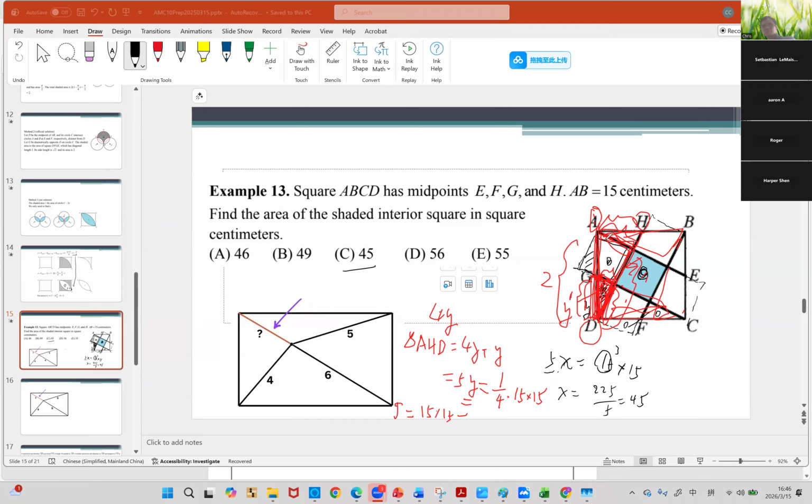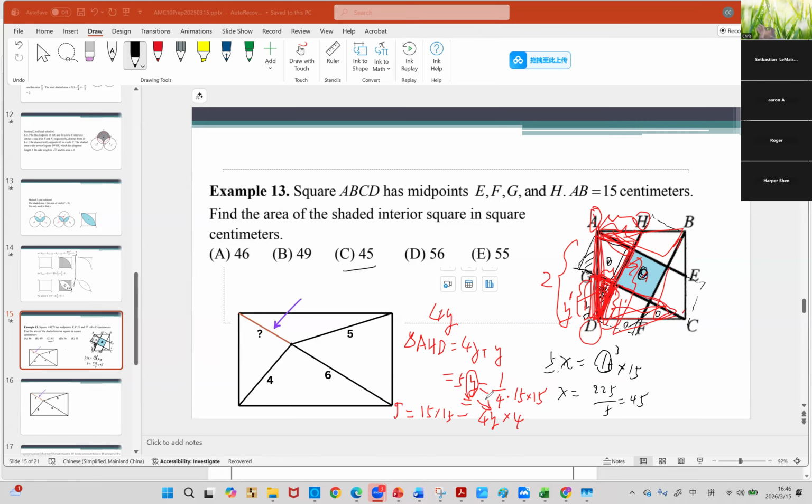So we know each of these triangles is 4y. And we have 4 of them. So 4y times 4, right? And we already solved for y. So we can plug it in to calculate the area.